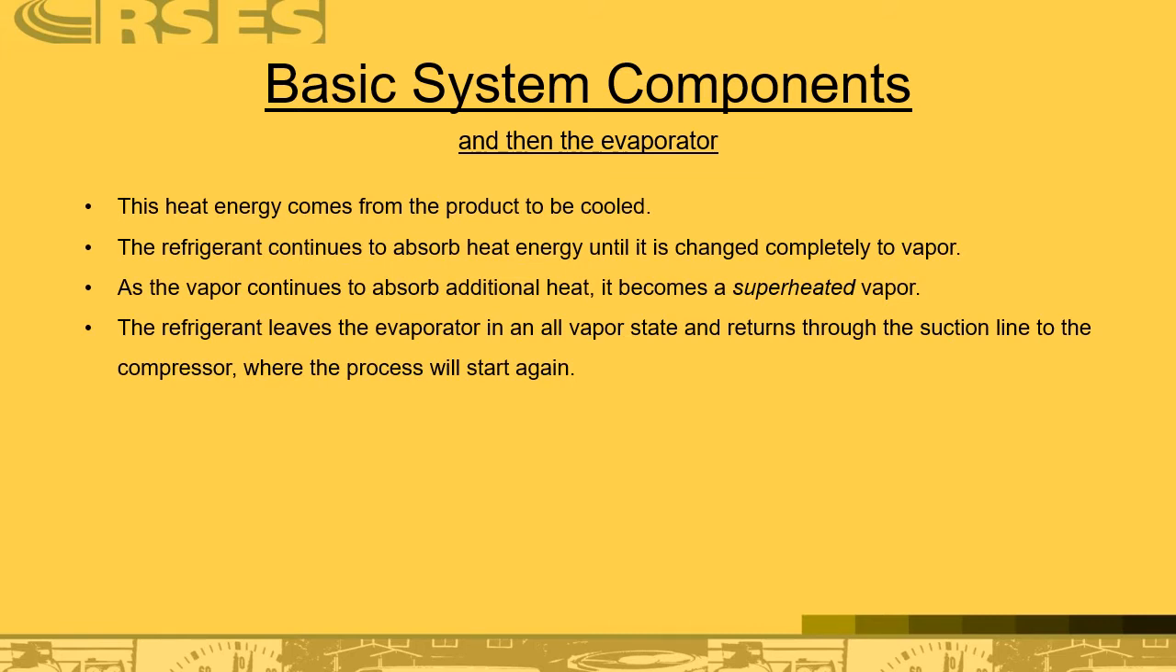The heat energy comes from the product to be cooled. The refrigerant continues to absorb heat energy until it is changed completely into vapor. As the vapor continues to absorb additional heat, it becomes superheated vapor. Refrigerant leaves the evaporator in an all vapor state and returns through the suction line to the compressor, where the process will begin all over again.